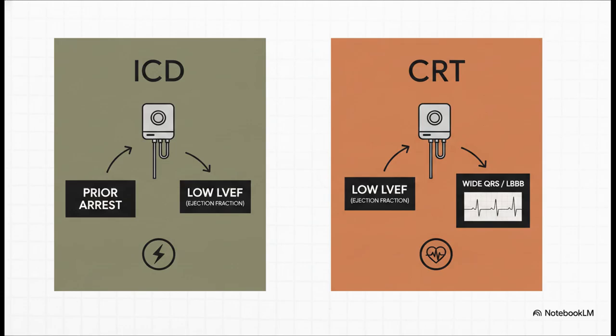An implantable cardioverter defibrillator, or ICD, is indicated for secondary prevention in patients who have survived a prior cardiac arrest from VT or VF. It's also used for primary prevention in selected patients who have a persistently low left ventricular ejection fraction despite being on guideline-directed medical therapy.